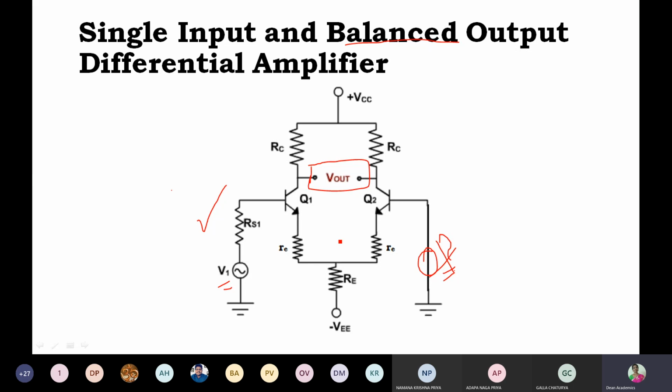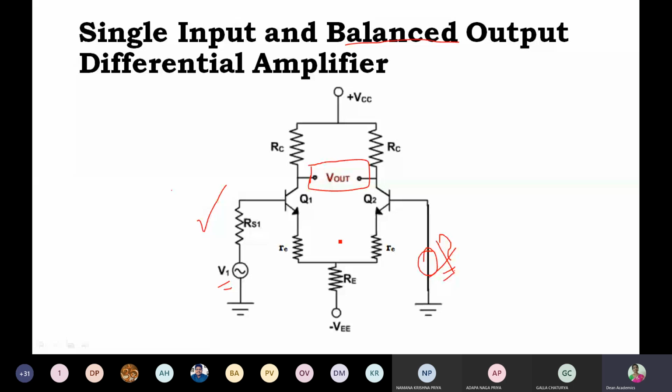Right. Now, for any amplifier, what are the parameters that we calculate or derive? Four parameters: voltage gain, current gain, input resistance, and output resistance. Current gain is undefined, as I have mentioned. Voltage gain is also called differential voltage gain, AD. We have derived the AD expression for the previous two configurations, dual input balanced output and dual input unbalanced output.